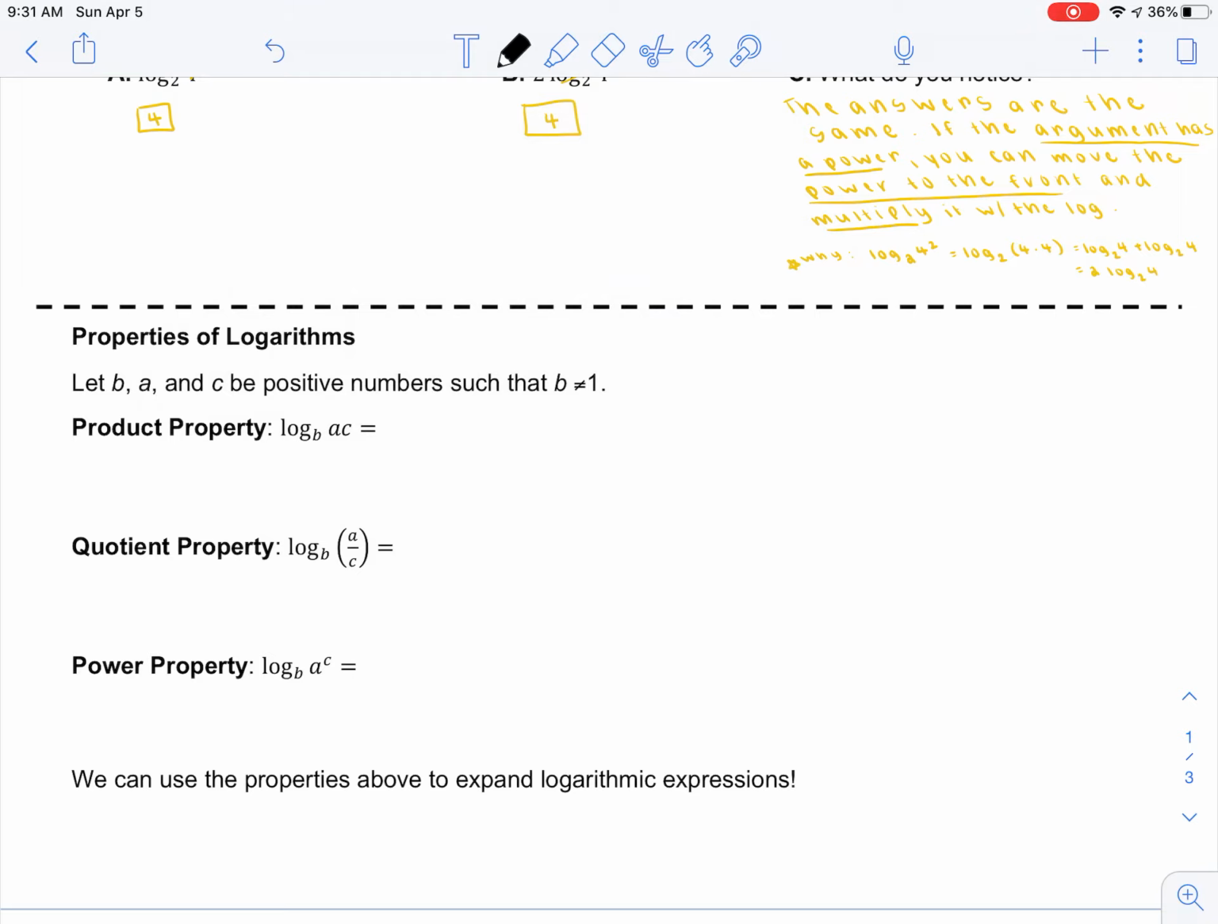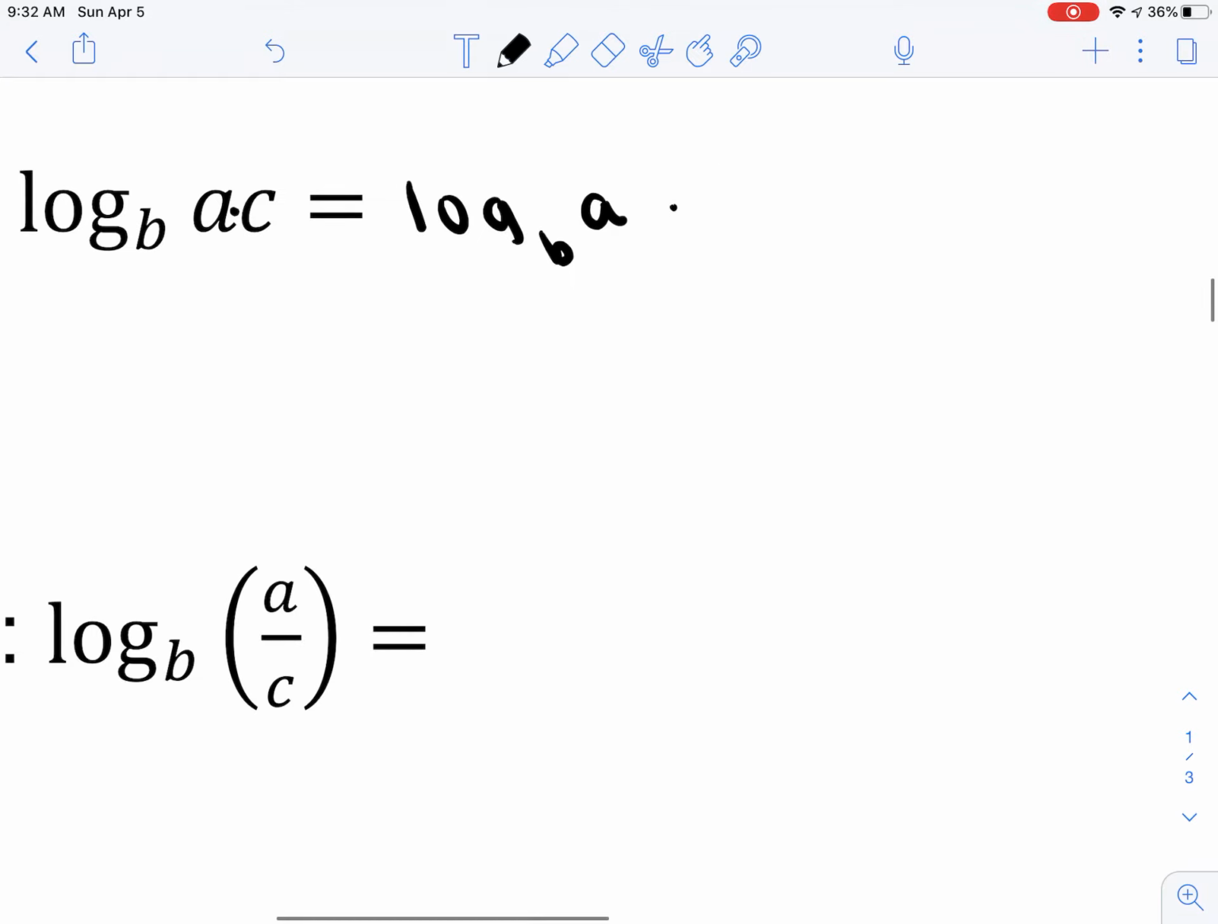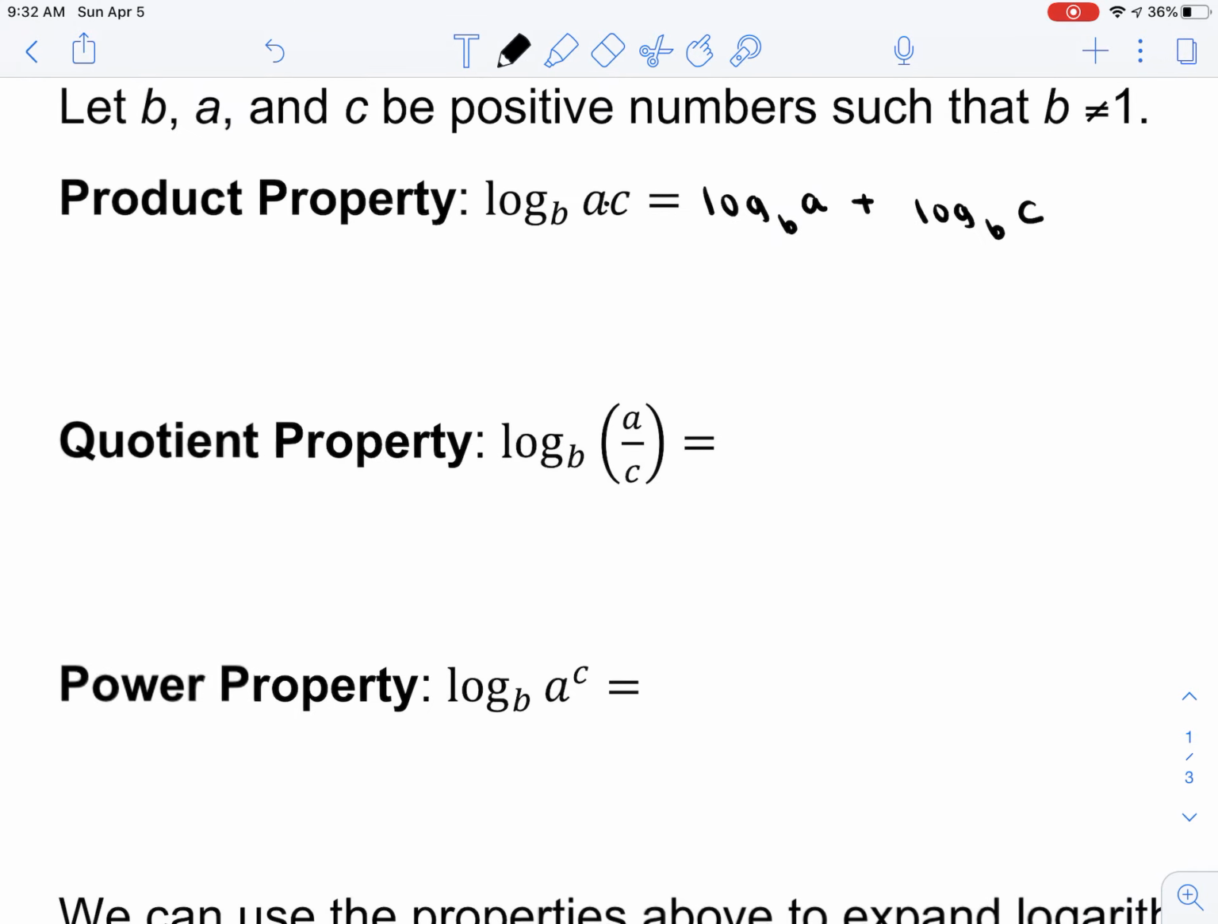The first property you need to know is what we call the product property. If you ever have a log with a base of whatever number and there is a product in the argument of that log, you can rewrite this as log base b of the first part of that product plus log base b of the second part of that product.